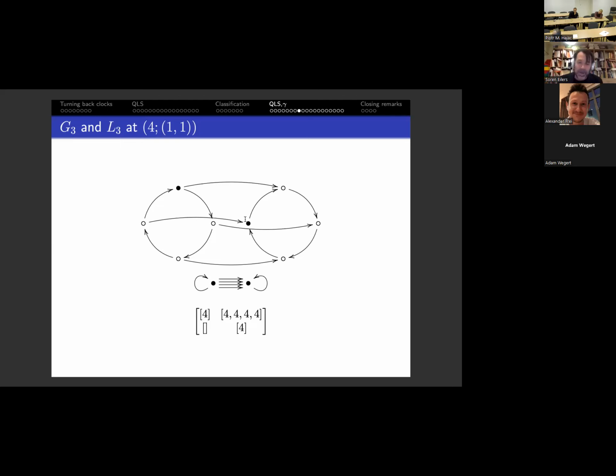So what I mean by this matrix below is that from the leftmost black vertex back to itself, there's one edge and it has weight 4. And across there are 4 edges and they all have weight 4. And back from the second one to the second one, there's 1 and it has length 4. And the empty bracket that I have in the 2, 1 position just means that there are no edges going from right to left.